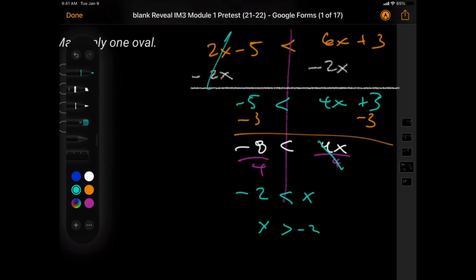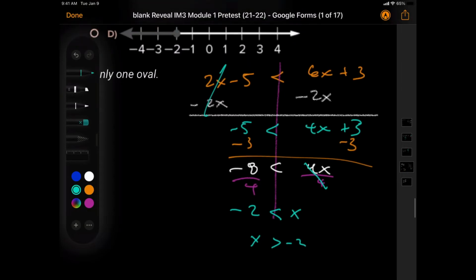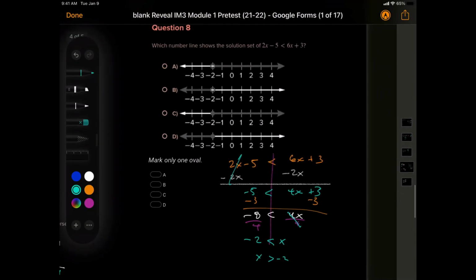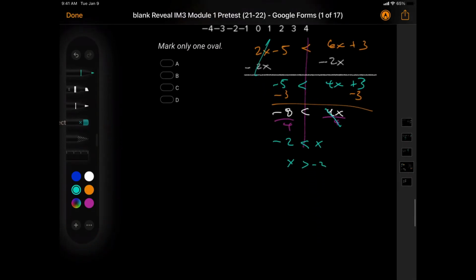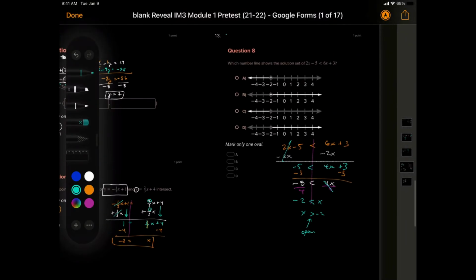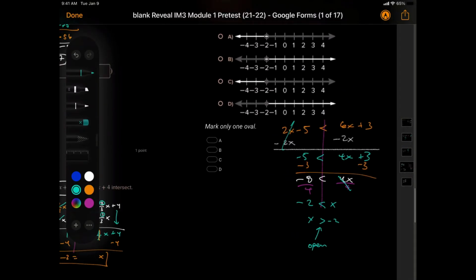Notice how it's pointing towards the -2. X is bigger than -2. So go to -2. This means open circle. Whatever number is bigger than -2, so -2, open circle, and then going towards the right, that would be choice B.